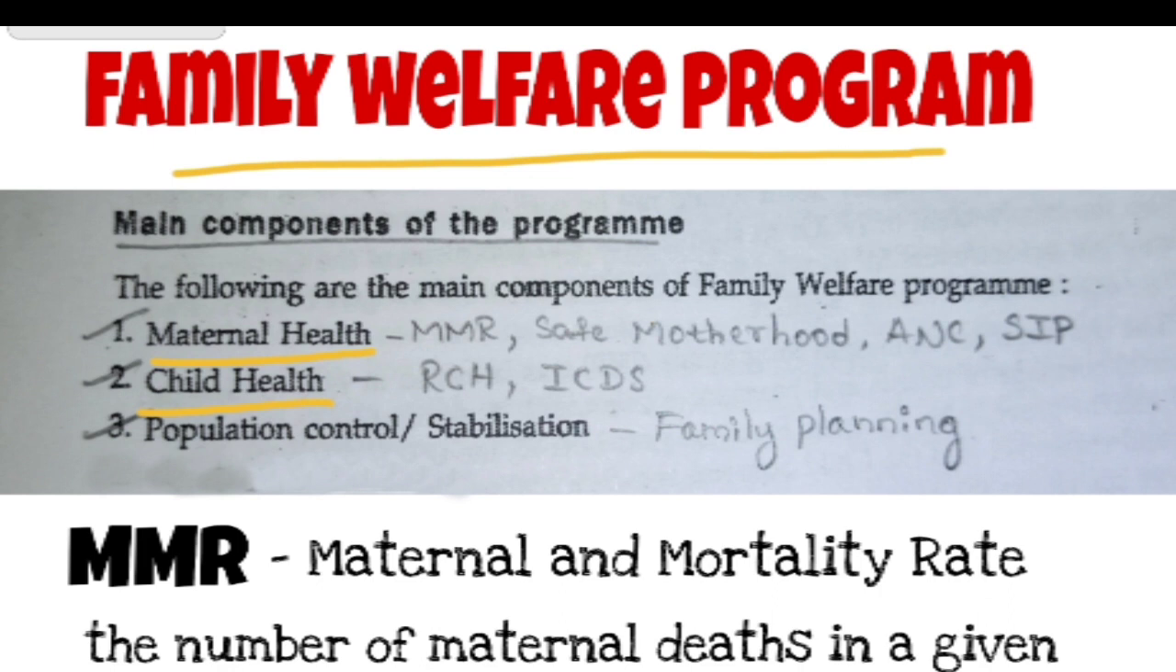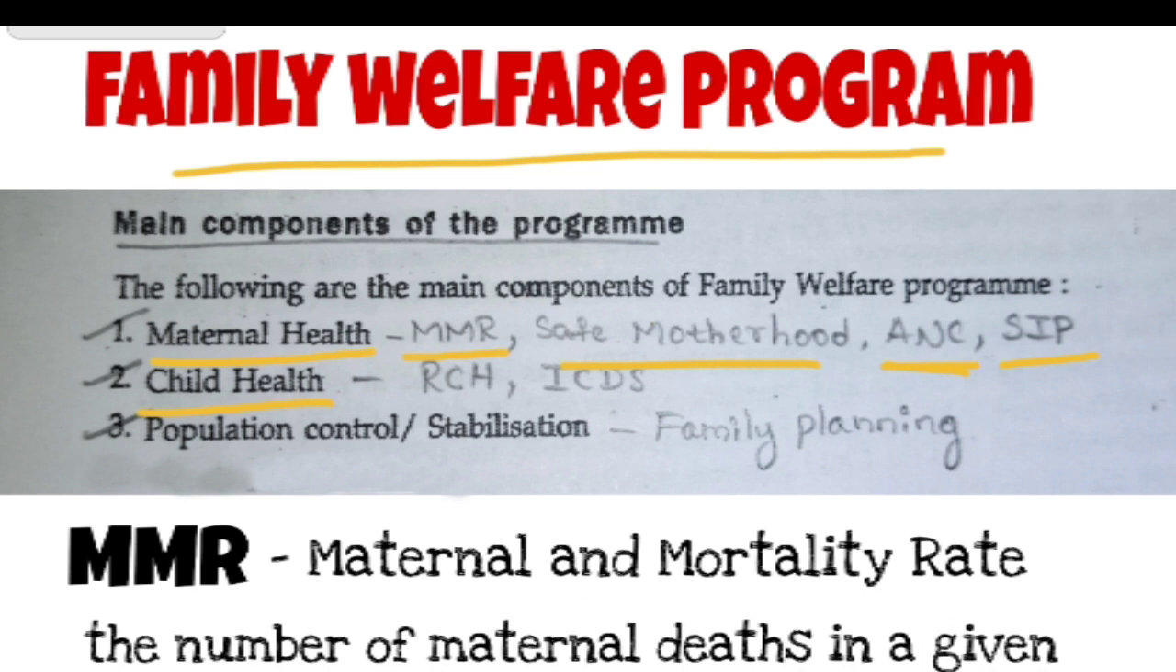In mother, if you see, we have active plans like MMR, Safe Motherhood, ANC, and SIP, and many more, but these are the active plans. ANC is antenatal care. Antenatal care is nothing but the care provided to a pregnant woman from the time of pregnancy till delivery. The care provided is known as antenatal care.